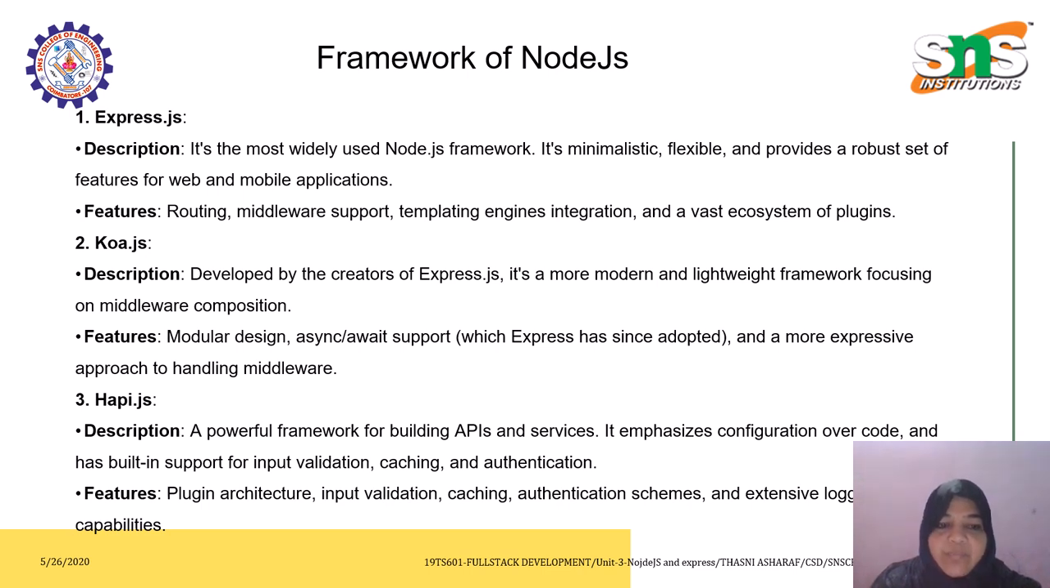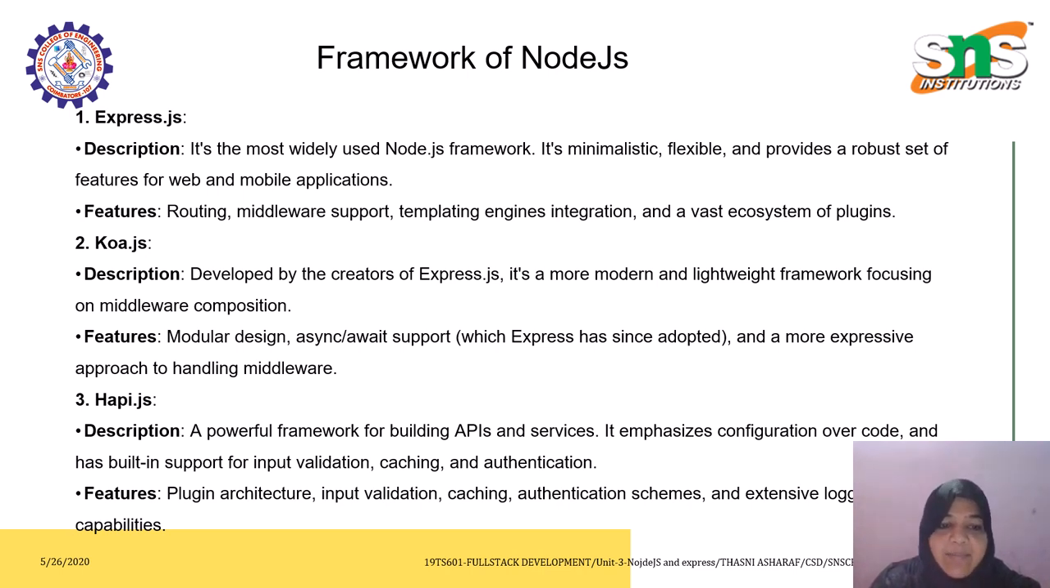Next one is Koa, which is developed by the creators of Express.js. It is a more modern and lightweight framework focusing on middleware composition. The main features are a modular design, async await support, which Express has since adopted, and a more expressive approach to handling middleware.